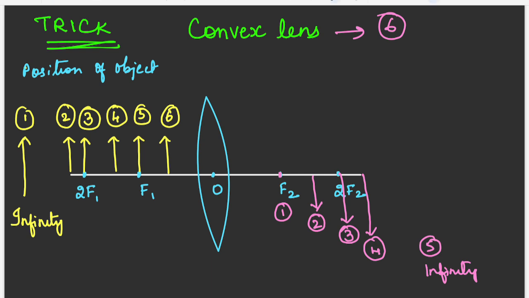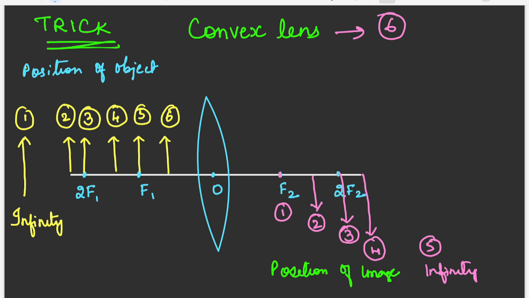Once you know the position of the object and the position of the image formed, here this is the position of the image which is formed. Once you have an idea, we can easily draw the ray diagram.